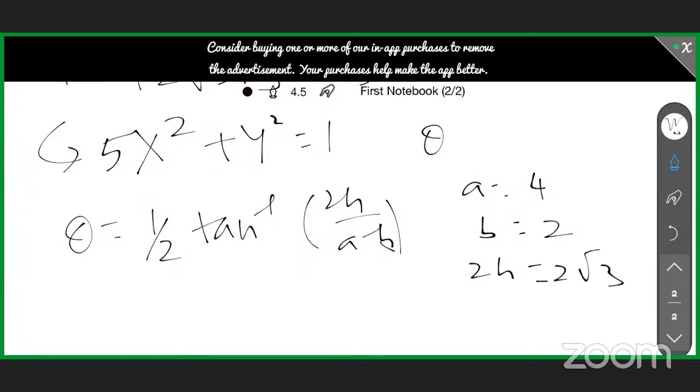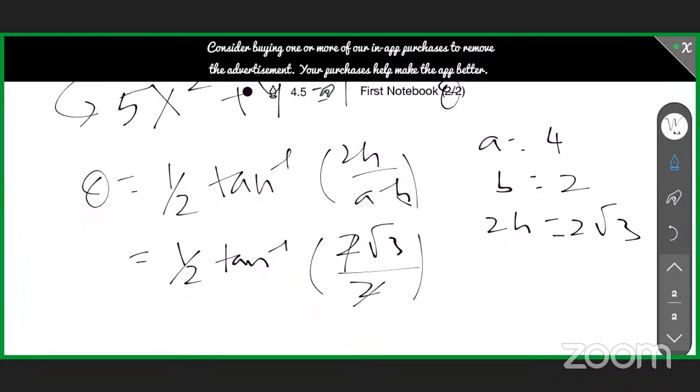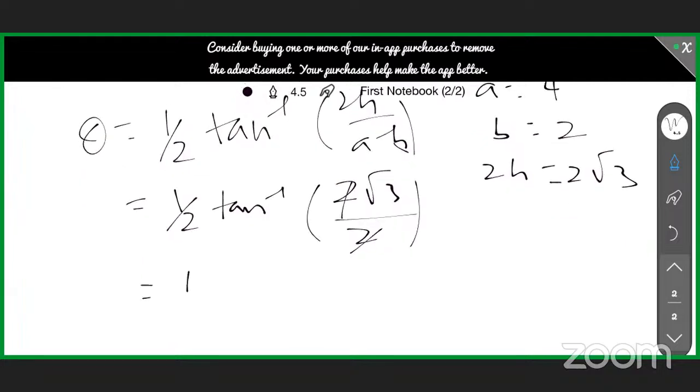2 root 3. So substitute all the values in the equation. So half into tan inverse of 2 root 3 by 4 minus 2, which is 2. So the 2s cancel. So tan inverse of root 3. When do we get tan inverse of root 3? 60 degrees. So pi by 3, that is equal to pi by 6.